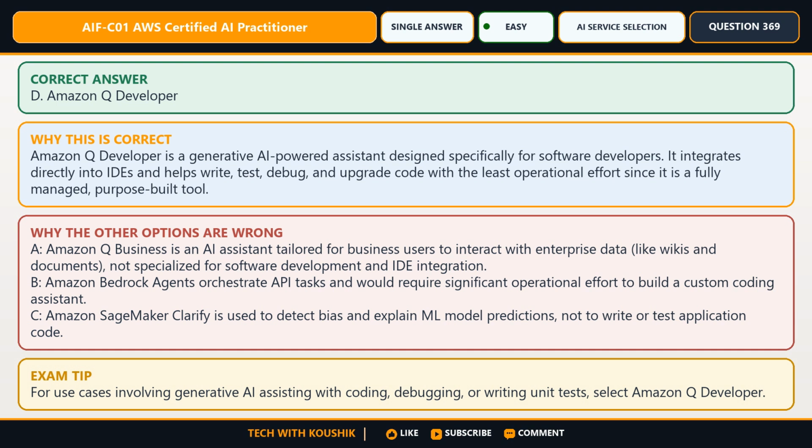The incorrect choices are plausible, but unsuitable because: A. Amazon Q Business is an AI assistant tailored for business users to interact with enterprise data, like wikis and documents, not specialized for software development and IDE integration. B. Amazon Bedrock agents orchestrate API tasks and would require significant operational effort to build a custom coding assistant. C. Amazon SageMaker Clarify is used to detect bias and explain ML model predictions, not to write or test application code. For use cases involving generative AI assisting with coding, debugging, or writing unit tests, select Amazon Q Developer.